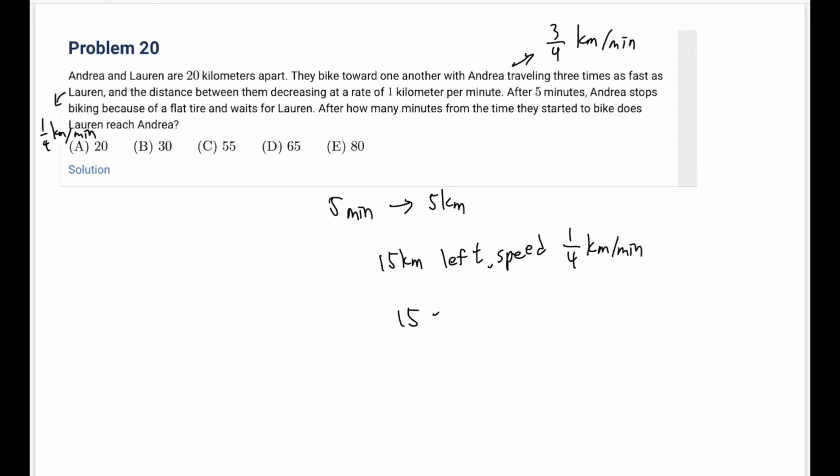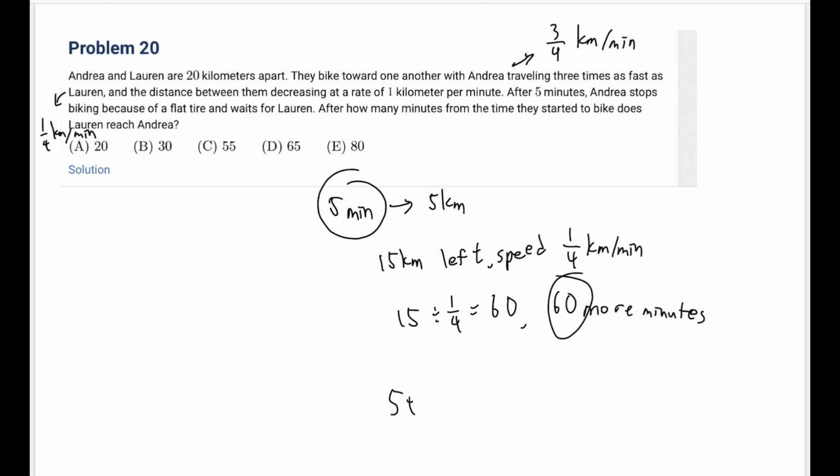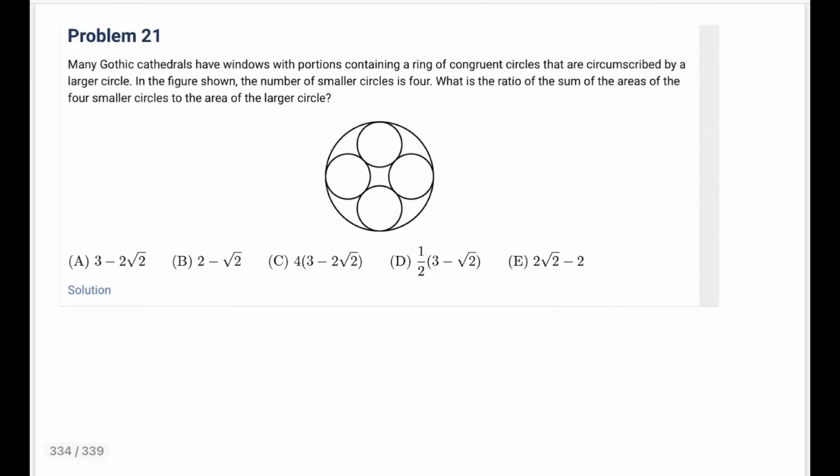So 15 divided by 1 over 4 is 60. So it takes 60 more minutes for Lauren to reach Andrea. But then we can't forget the 5 minutes that elapsed the first time, right? So it's 5 plus 60 equals 65. The answer is D.